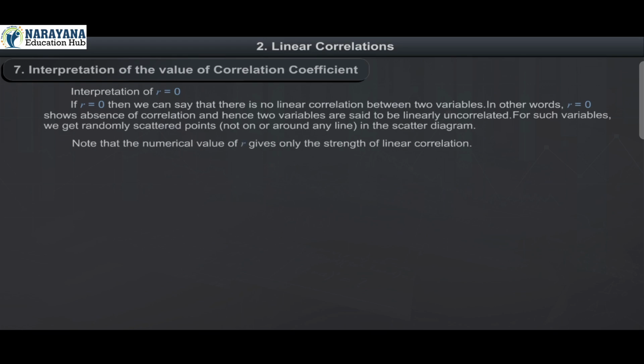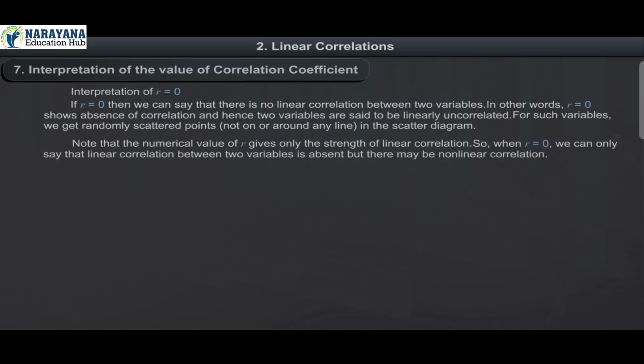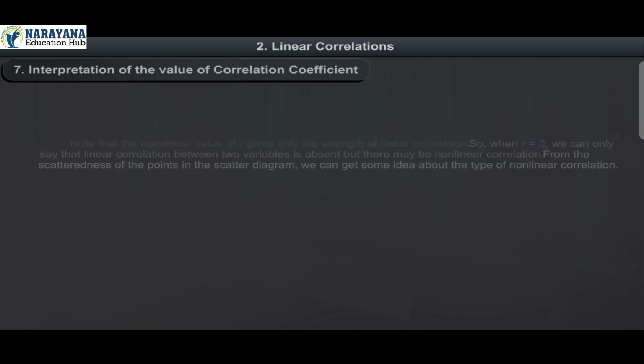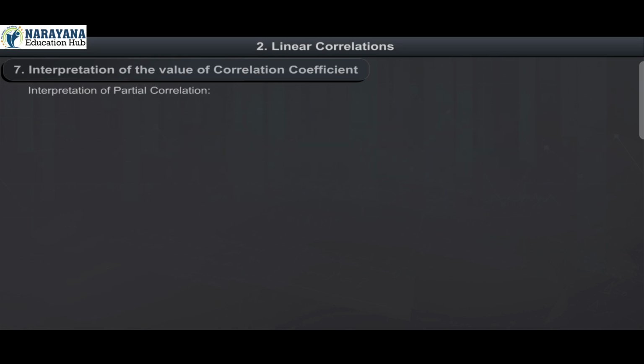scatter diagram. Note that the numerical value of R gives only the state of linear correlation. So when R is equal to 0, we can only say that linear correlation between two variables is absent, but there may be non-linear correlation. From the scatteredness of the points in the scatter diagram, we can get some idea about the type of non-linear correlation.